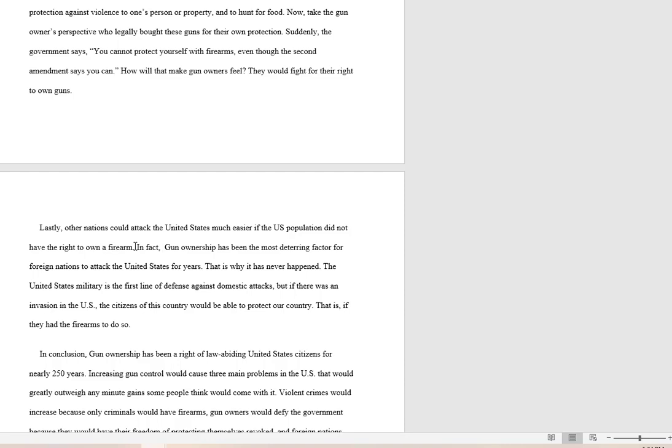Anyway, so lastly, other nations would attack the United States much easier if the U.S. population did not have the right to own a firearm. In fact, gun ownership has been the most deterring factor for foreign nations to attack the United States for years. That's why it has never happened. The United States military is the first line of defense against domestic attacks, but if there was an invasion in the U.S., the citizens of this country would be able to protect their country.